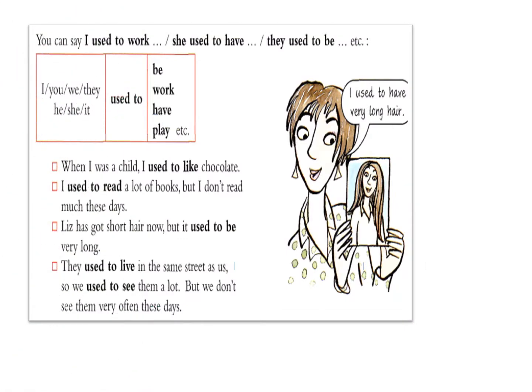You can say, I used to work, she used to have, they used to be. If I have I, you, we, they, he, she, it, I will use used to: I used to, we used to, he used to, be, work, have, play. We have the infinitive verb without adding anything. For example, when I was a child, I used to like chocolate. I used to read. I used to play. Okay? Verb without adding anything. When I talk about used to, I have something in the past, but not anymore.